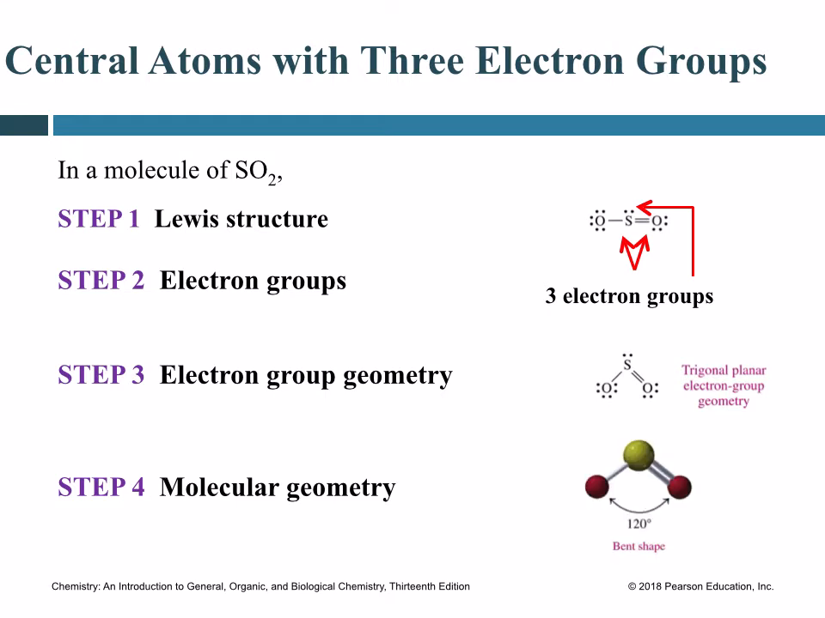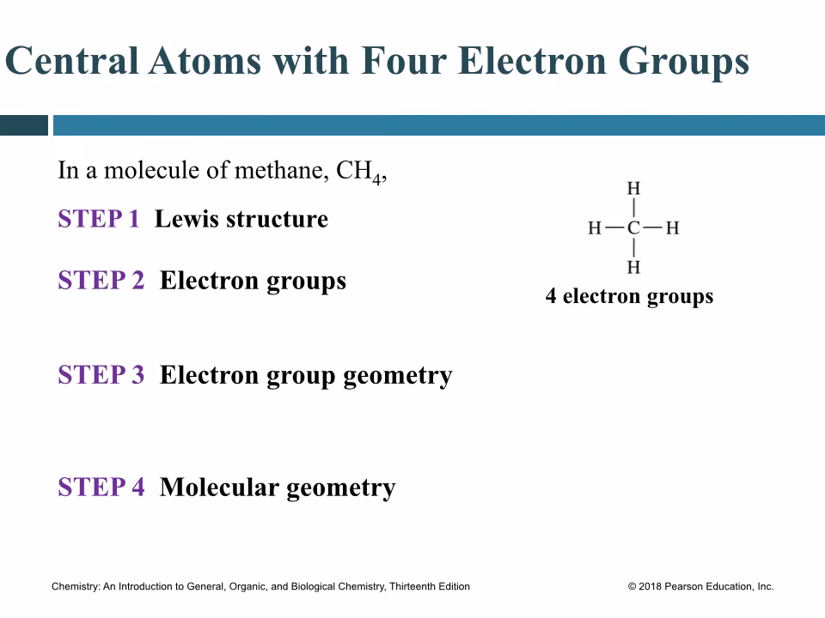And for molecular geometry, look at the shape of the atoms, excluding the lone pair. The 3 atoms are in a bent shape. To determine the shape for methane, first you draw the Lewis structure and then determine the number of electron groups. Methane has 4 electron groups, all single bonds. To determine the molecular geometry, look at the shape of the atoms.